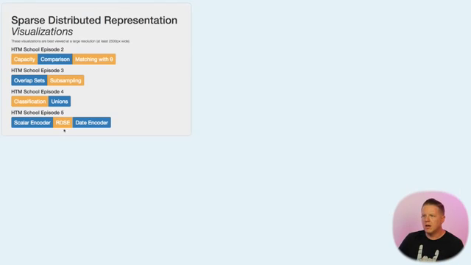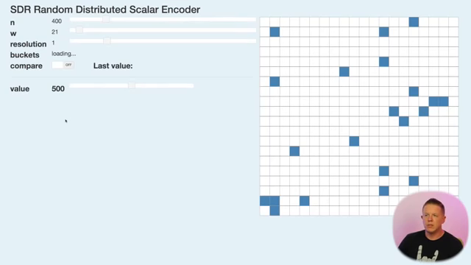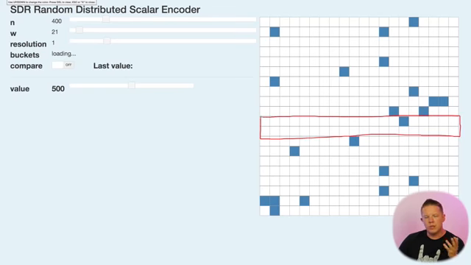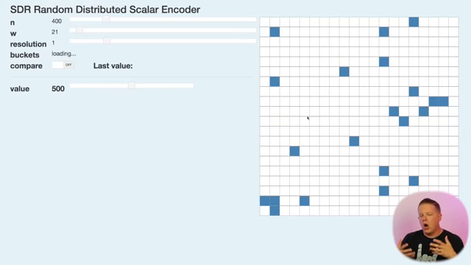Now let's talk about another type of scalar encoding. This is called the random distributed scalar encoder. It essentially does the exact same thing as the scalar encoder, but in more of a random distributed fashion. Instead of having buckets of consecutive on bits like we did in the previous one, where you might have a whole section of on bits to represent one bucket, in the RDSE that on bit section is hashed out and distributed randomly through the space.